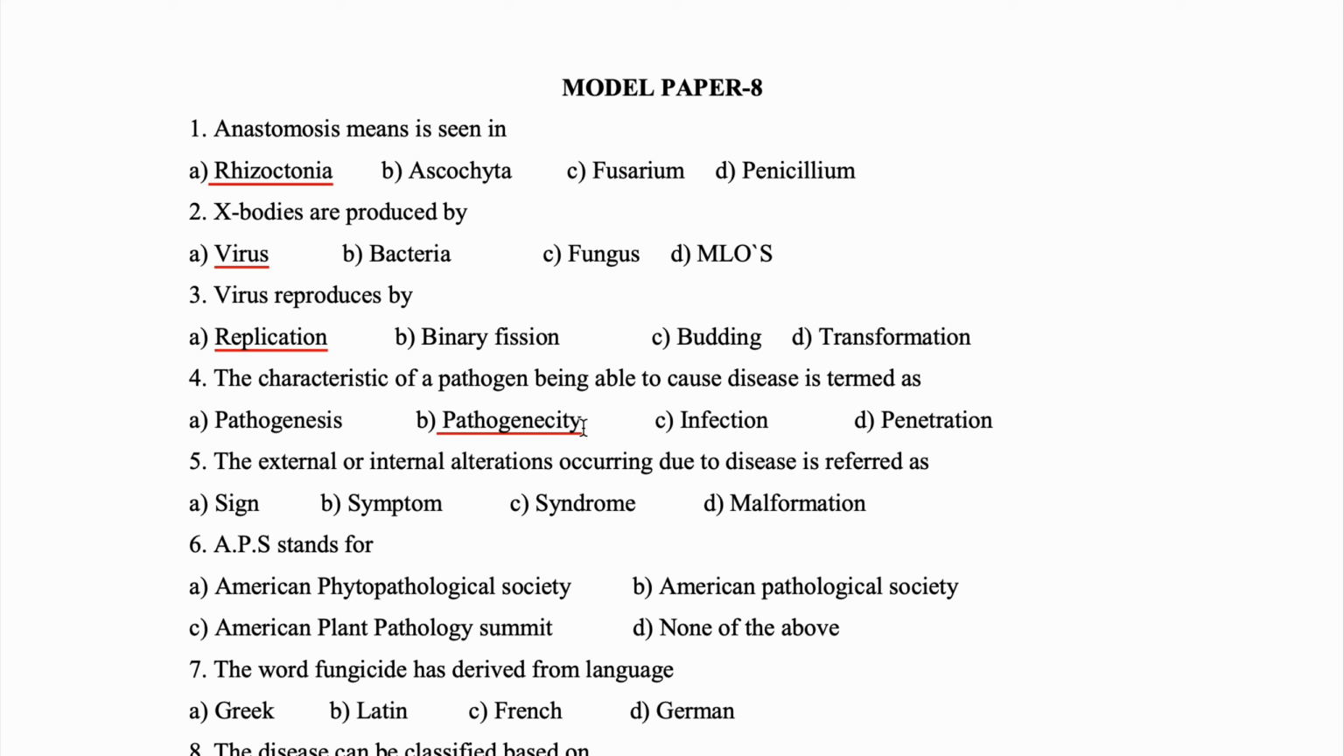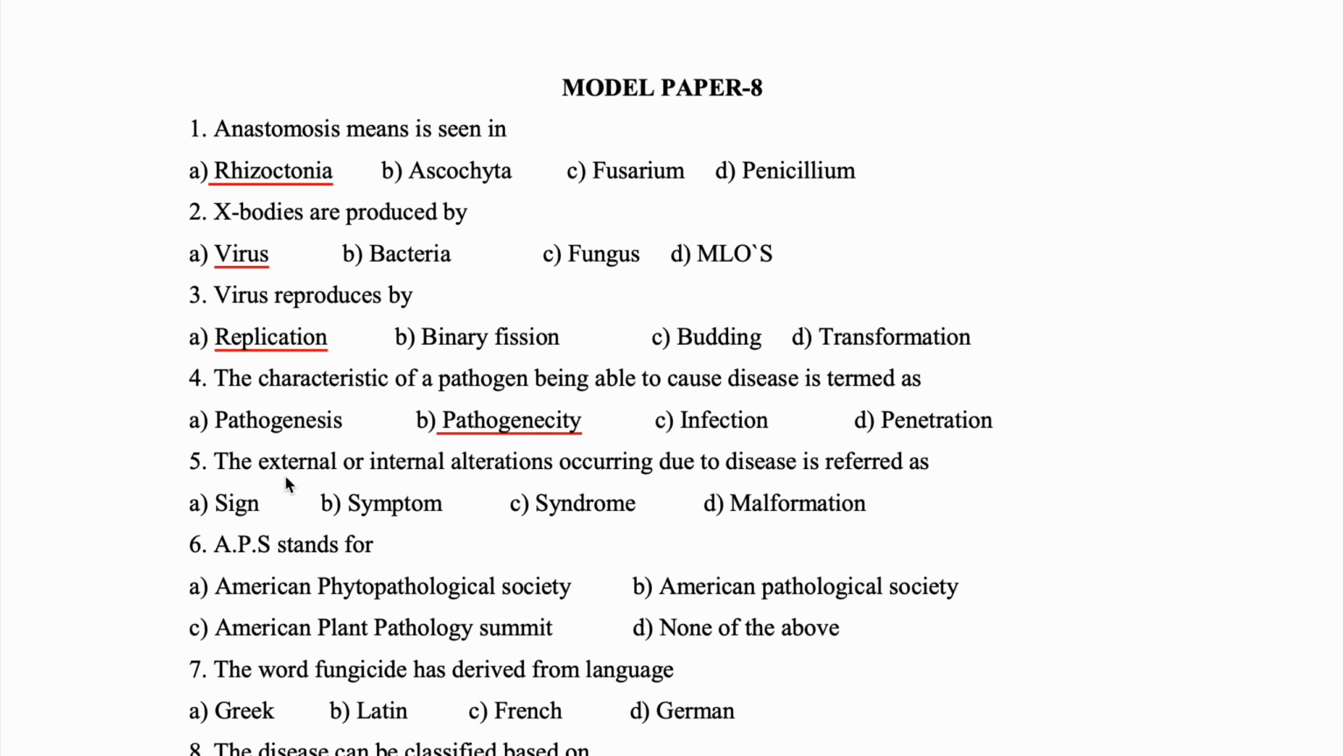Next, the characteristic of a pathogen being able to cause disease is termed as pathogenicity. It is the ability of a pathogen to cause disease. But we have a similar term here, that is pathogenesis, which means the process, the mechanism. But when we talk about the ability or characteristic of a pathogen, that is pathogenicity.